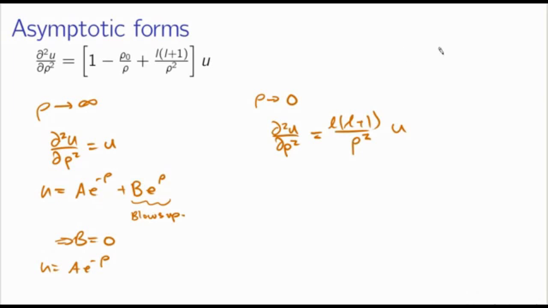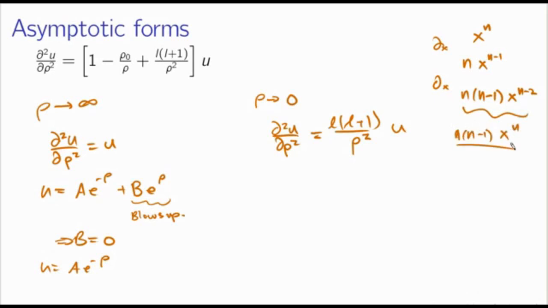For instance, suppose I took x to the n just as a function of x. If I differentiate this with respect to x, I'll get n, x to the n minus 1. If I differentiate with respect to x again, I'll get n times n minus 1 times x to the n minus 2. And I can, of course, rewrite this as n times n minus 1, x to the n, all divided by x squared. So this is the sort of behavior you would expect from a polynomial.